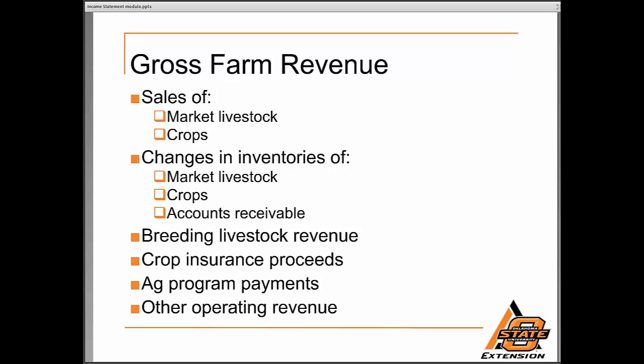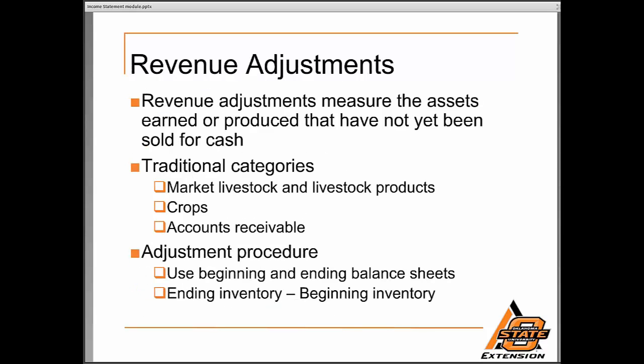Other sources of farm income could include crop insurance proceeds, agricultural program payments received, and other agricultural revenue. All agriculturally related revenue will be included in gross farm revenue. The next two slides will further describe revenue adjustments and breeding livestock revenue.